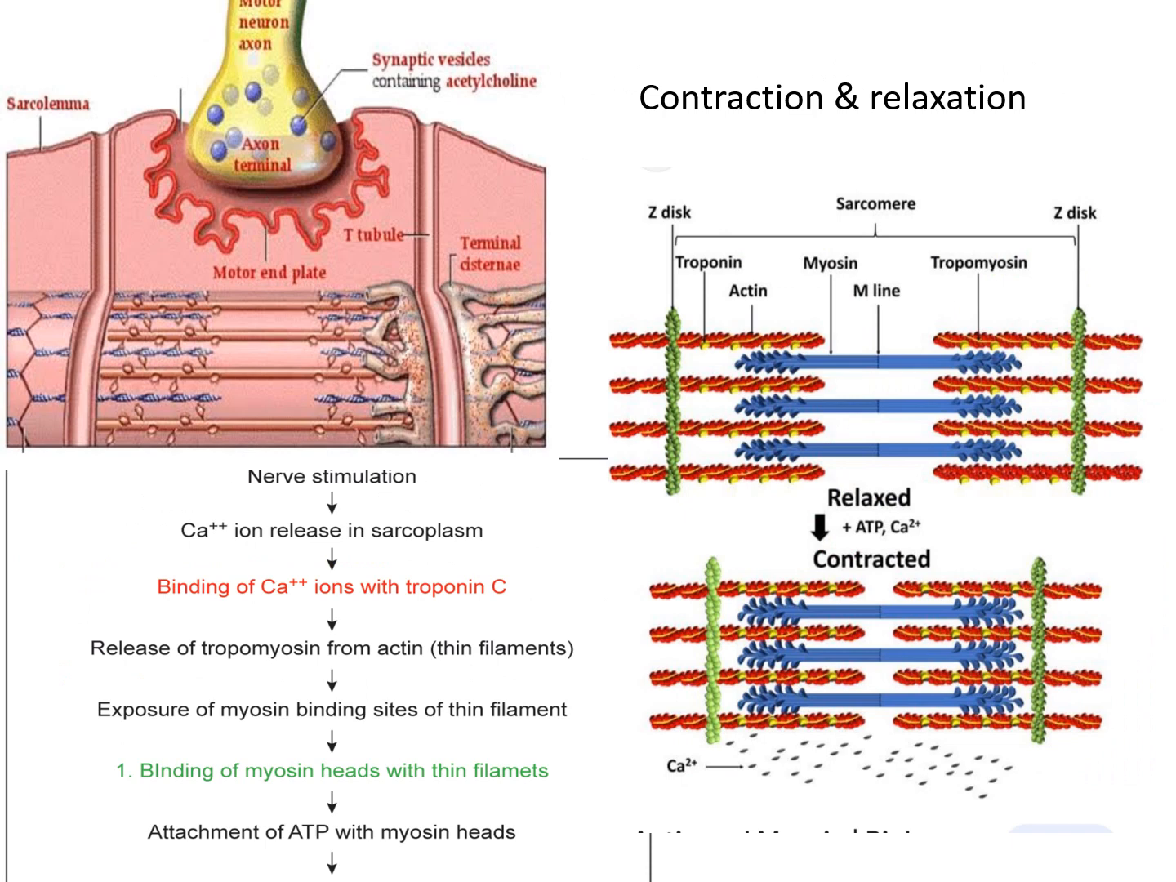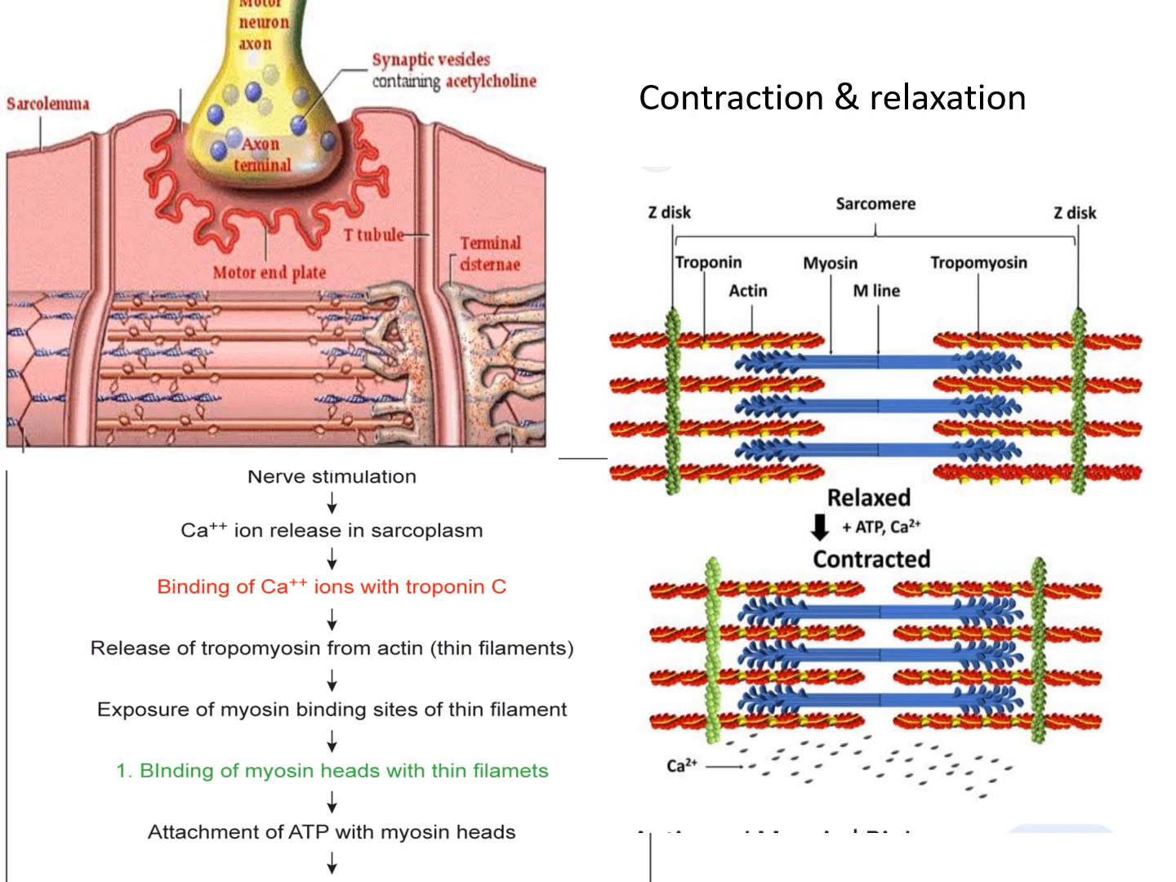In these slides, we will see how contraction and relaxation of the skeletal muscle occurs. At one end we can see the axon, and the axon terminal has synaptic vesicles which are filled with acetylcholine. Acetylcholine is released into the synaptic cleft and then to the motor end plate, and thus the muscle is stimulated by the nerve, and then calcium is released into the sarcoplasm through T tubules.